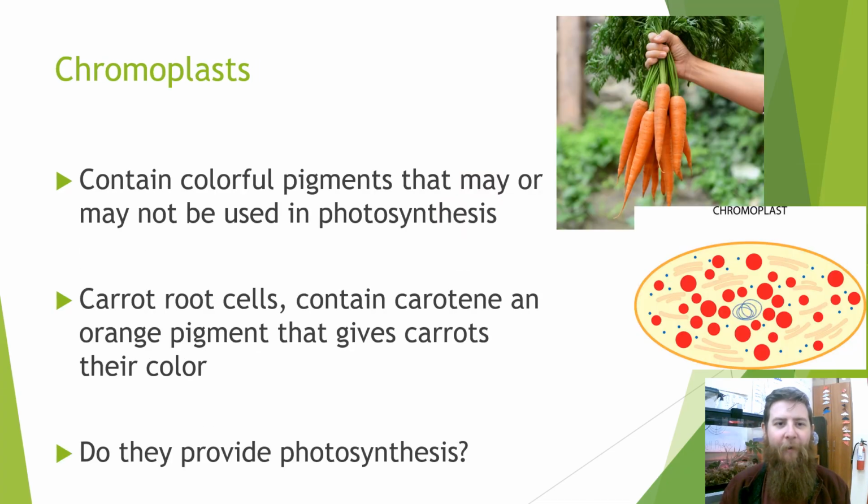Chromoplasts are another example here. They contain colorful pigments that can or cannot be used for photosynthesis, like this carrot up here. That root that's orange is not getting a lot of photosynthesis happening. But it has carotene, an orange pigment that gives carrots their color. So while it doesn't require photosynthesis, it is something that the plant uses the vacuole for.